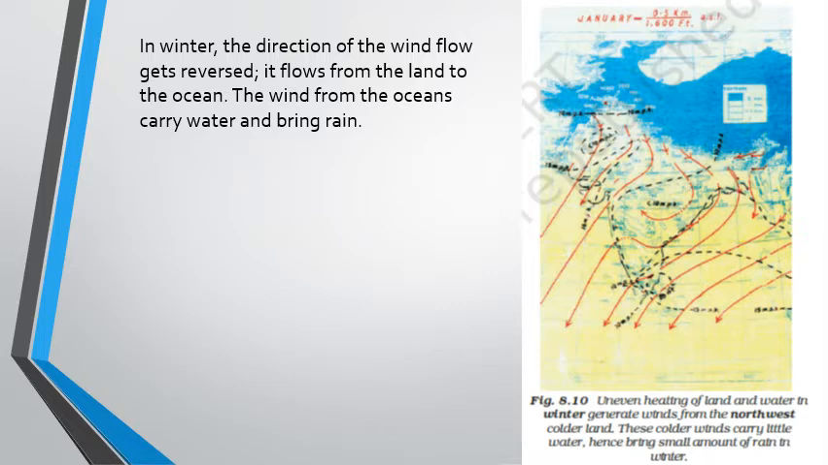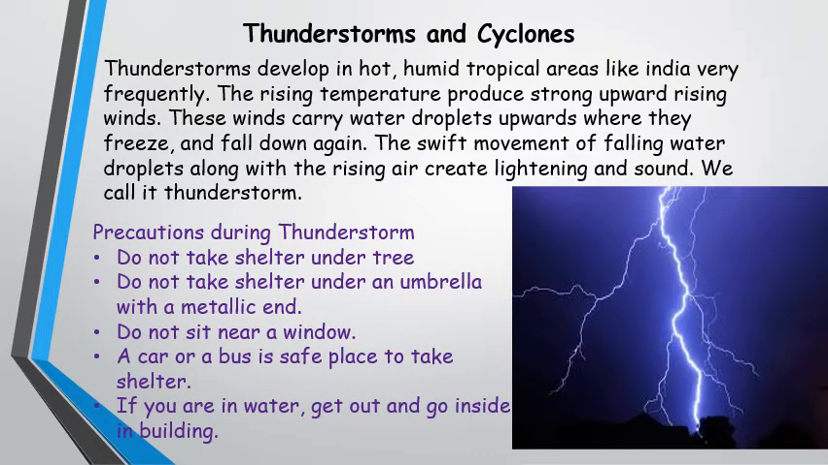Similarly, in winter, the direction of the wind flow gets reversed. It flows from land to the ocean, and the wind from the oceans carries water and brings rain. Thunderstorms and cyclones.